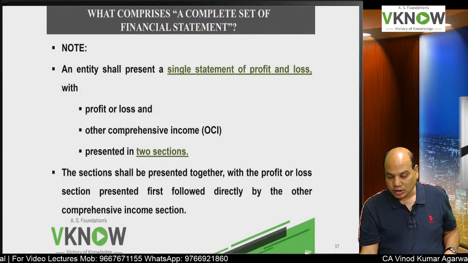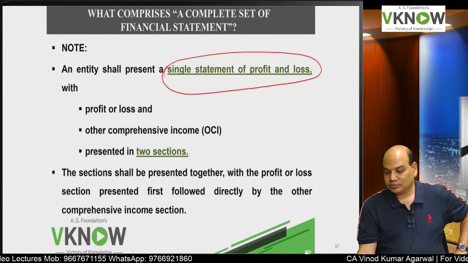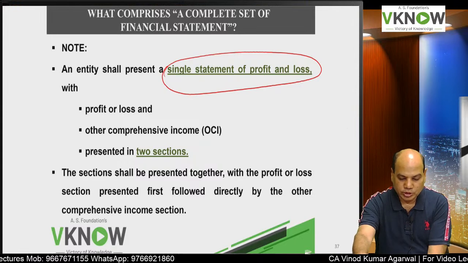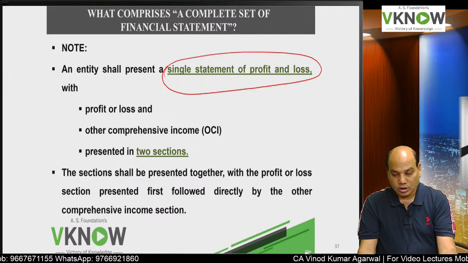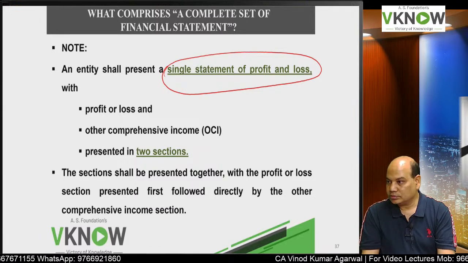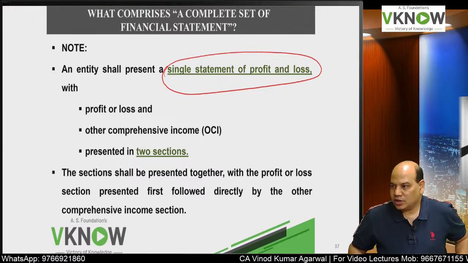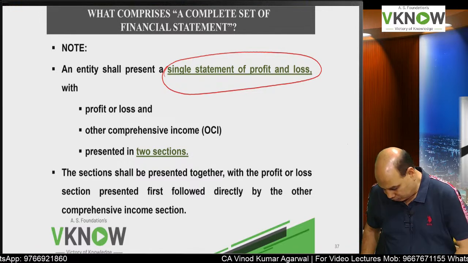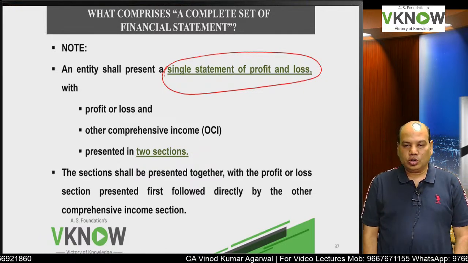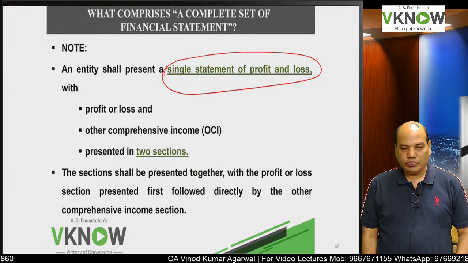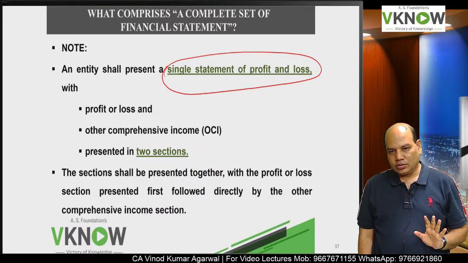Now note, in India we have omitted one option. What is that option we have omitted? The two-statement option we have omitted. In IFRS you have a choice. What is that? You can either prepare one single statement which will cover profit and loss and OCI, or you can prepare two statements, one for profit or loss items and one for OCI.